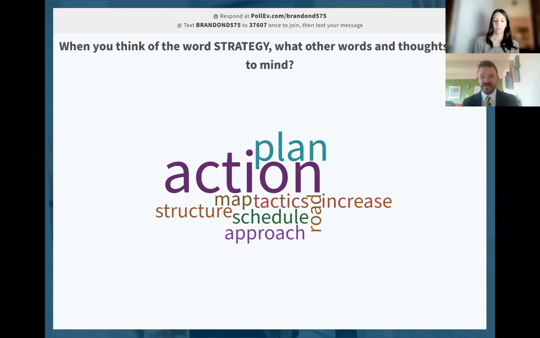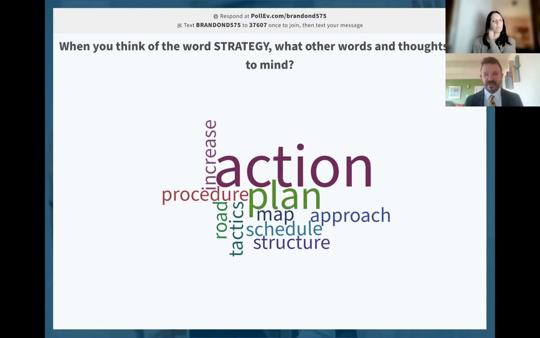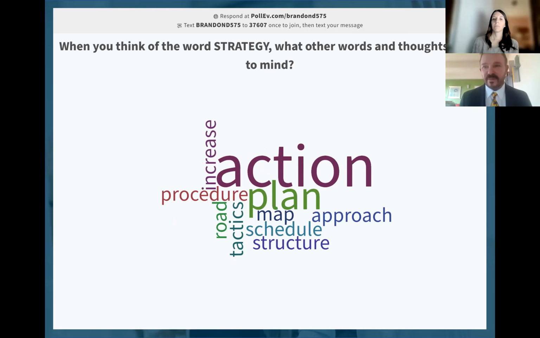All right, so it seems to be settling right around there. Action is huge here and has been texted the most times, more than planned. So with a strategy, we're really looking at something that is an action that the teacher is going to take to get there. And one of my favorite definitions, not the definition, because all of these answers are correct, right? These are all tactics, roads, schedule, structure. These are all the things that are part of a strategy.